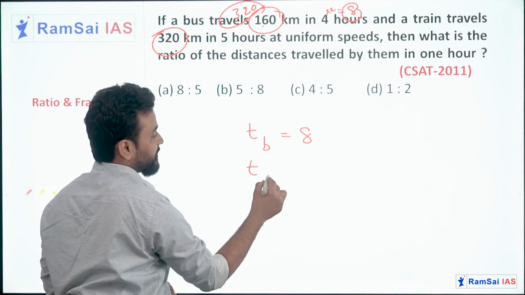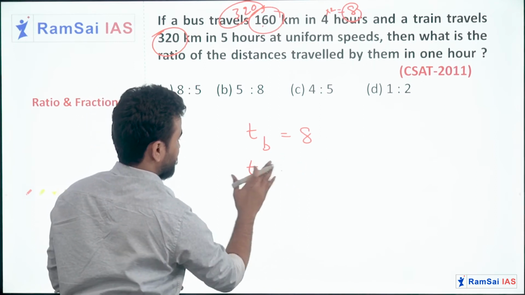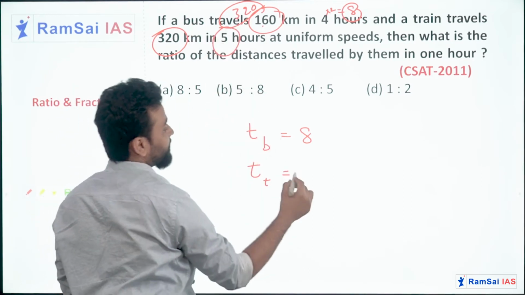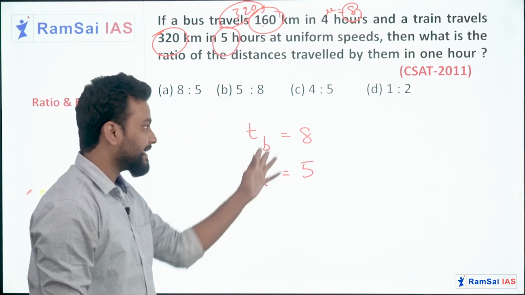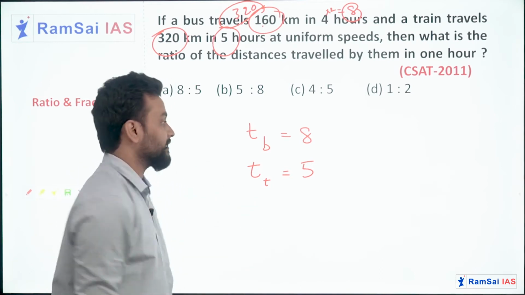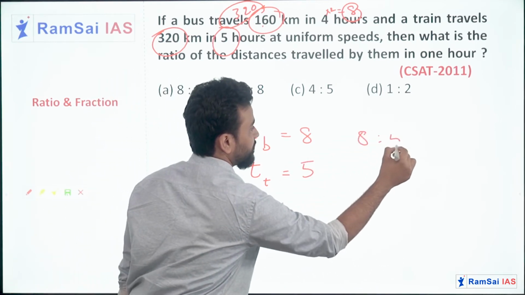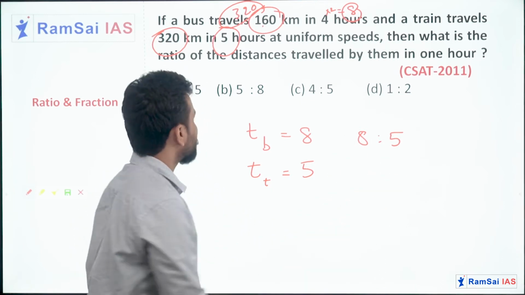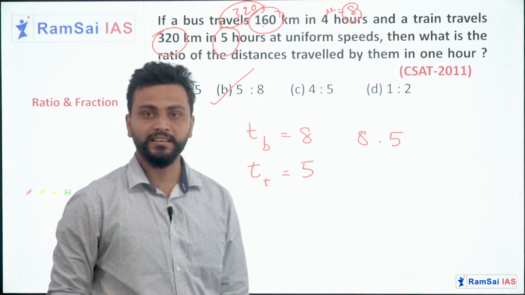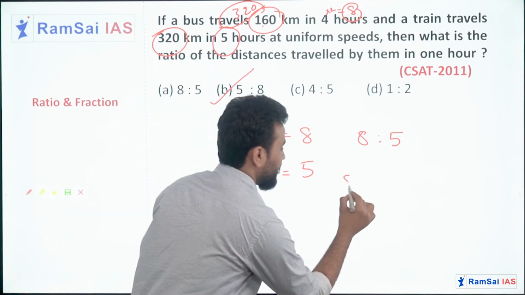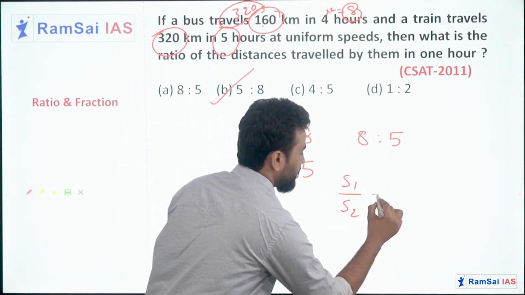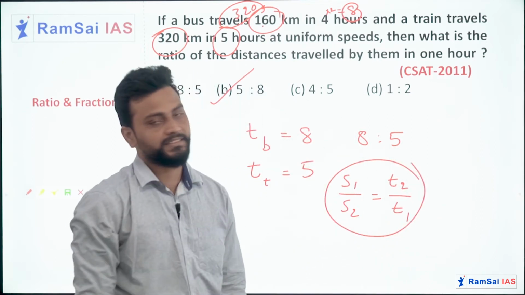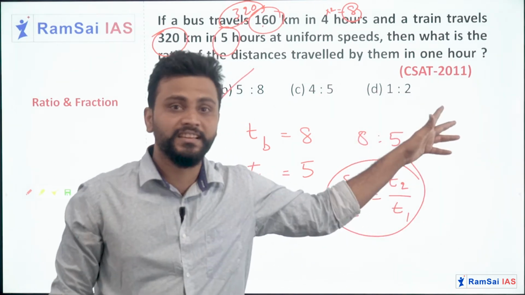So, bus is taking total 8 hours to travel 320 kilometers. At the same time, the train is taking total 5 hours to travel the same distance. So, what is their time ratio? 8 is to 5. When it comes to speed, it should be reversed, 5 is to 8. So, option B will be the answer. Just use the formula. That's it. So, the next question in this video.